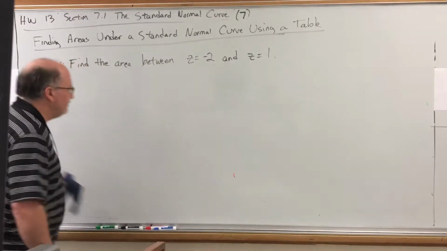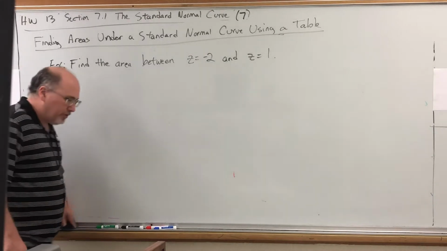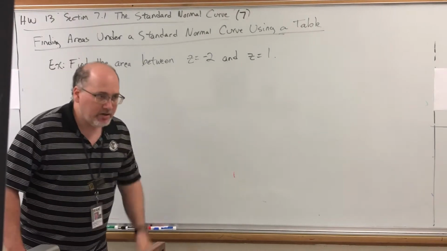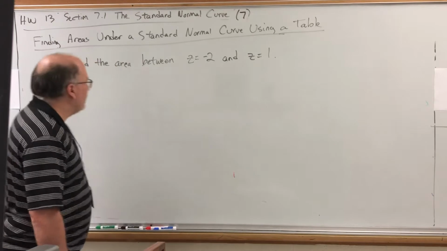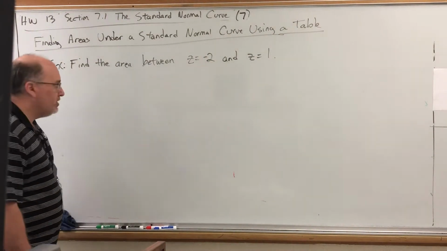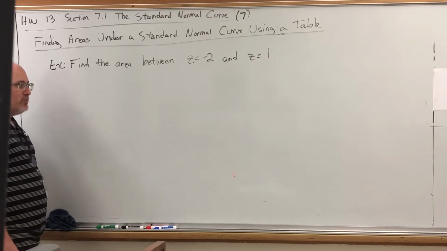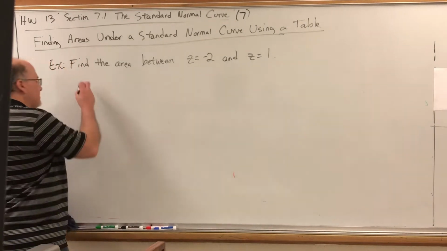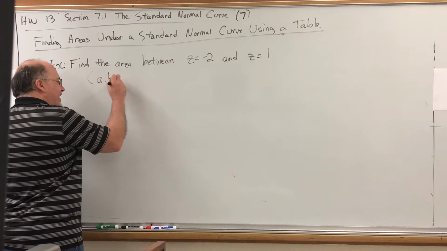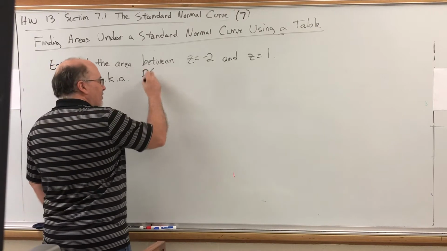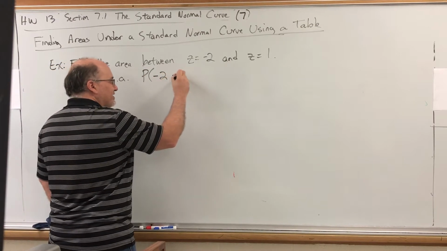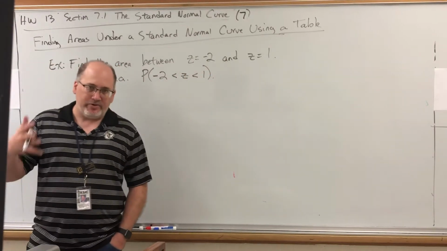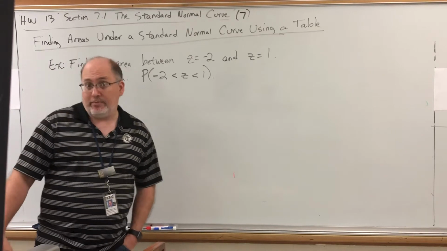Let's find another area. But this time, instead of to the left of a z, which is directly in the chart, or to the right of a z, which is 1 minus the left area, let's find the area between two z's. For example, let's find the area between z equals -2 and z equals 1. By the way, this is the same as the probability that -2 is less than z, which is less than 1. Every area problem in a standard normal curve has a corresponding probability question.